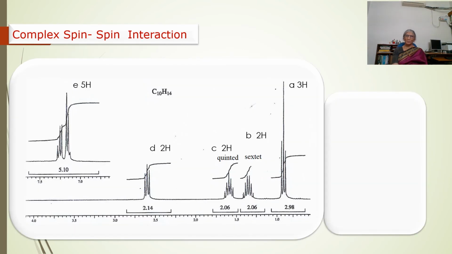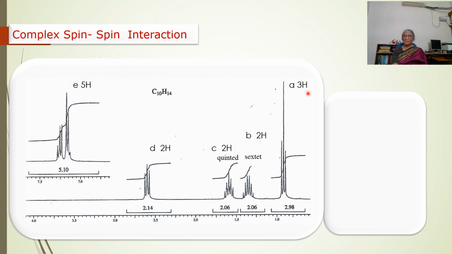This is the NMR spectrum of a compound for which the molecular formula is C10H14. The integral values indicate the number of protons giving a signal. So signal E, present at 7.2 ppm, is given by 5 equivalent protons. And this is the area where the benzylic protons show absorption. It means there is a benzene ring present in the compound. So we have accounted for 5 equivalent protons, and the remaining 9 protons give these 4 signals.